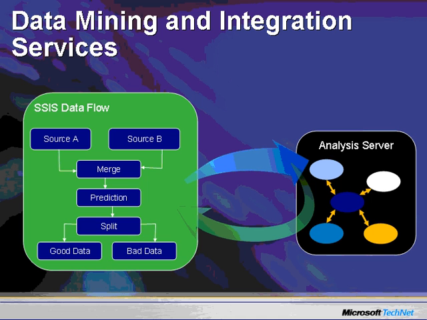So if I was to look at an integration services data flow object, what you would see building up is that within my sources, I could, for example, take some disparate sources, merge them together, and perform a prediction based on that data.